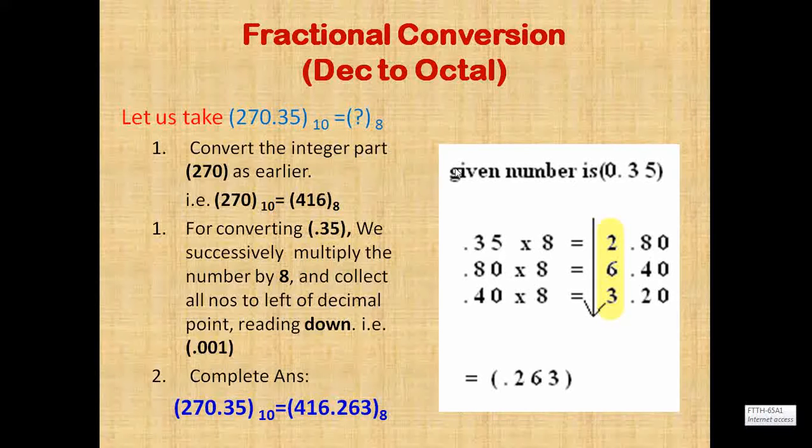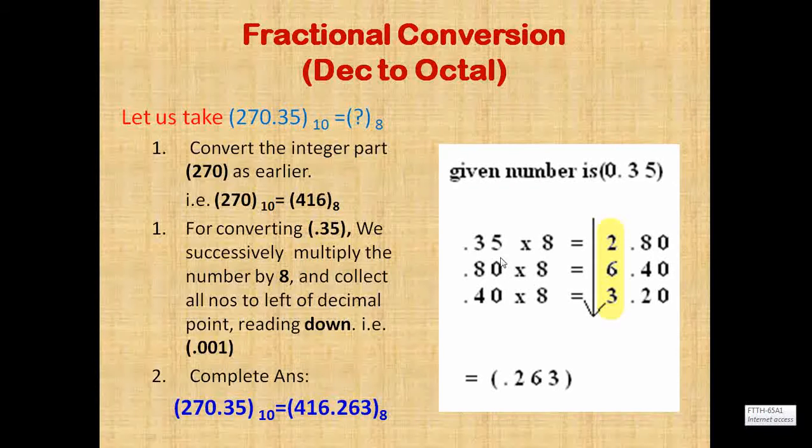And then we will convert this fractional part into octal. In order to convert this fractional part into octal, what we are supposed to do, we will take this fractional part, that is 0.35, and we will multiply this by 8. So 0.35 into 8 becomes 2.80. Out of this result we will leave out the integer part. What is the integer part? 2. And the remaining fractional part, that is 0.80.